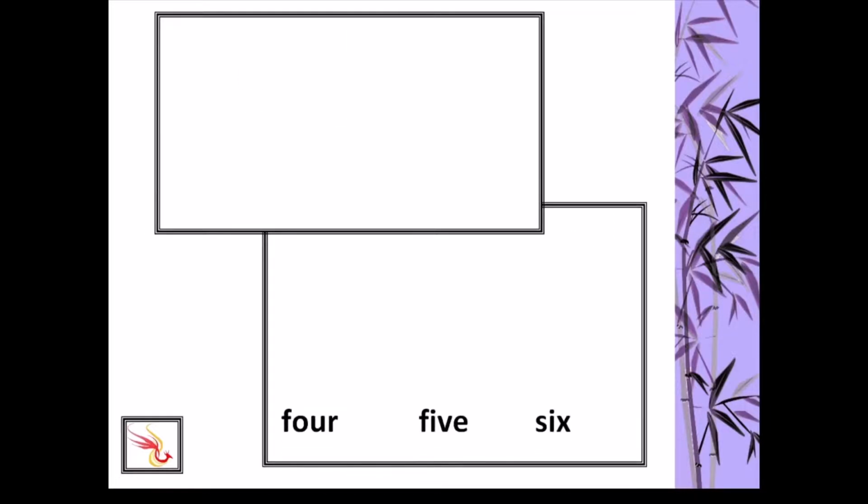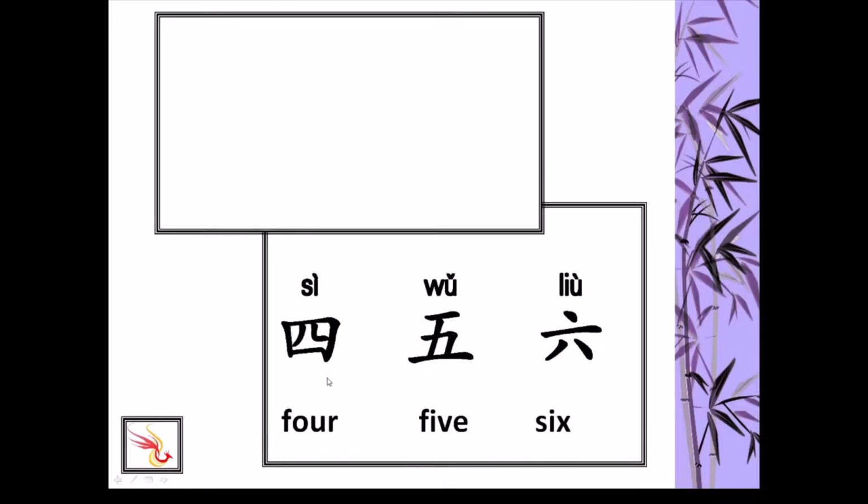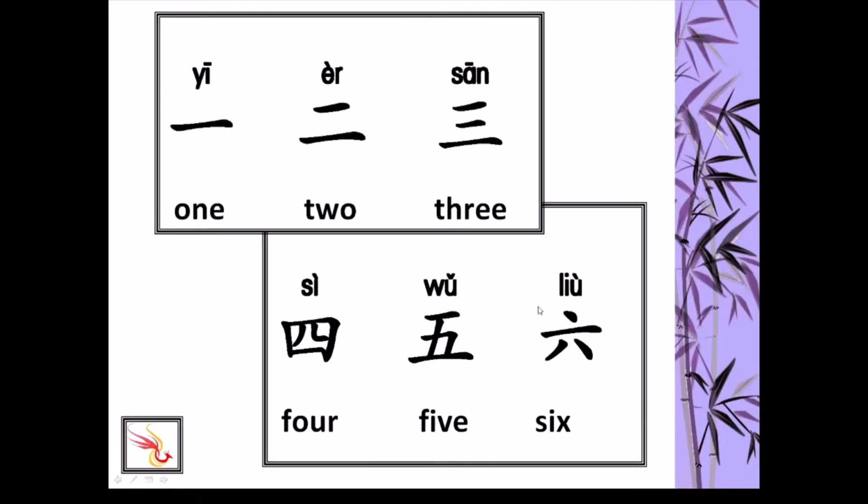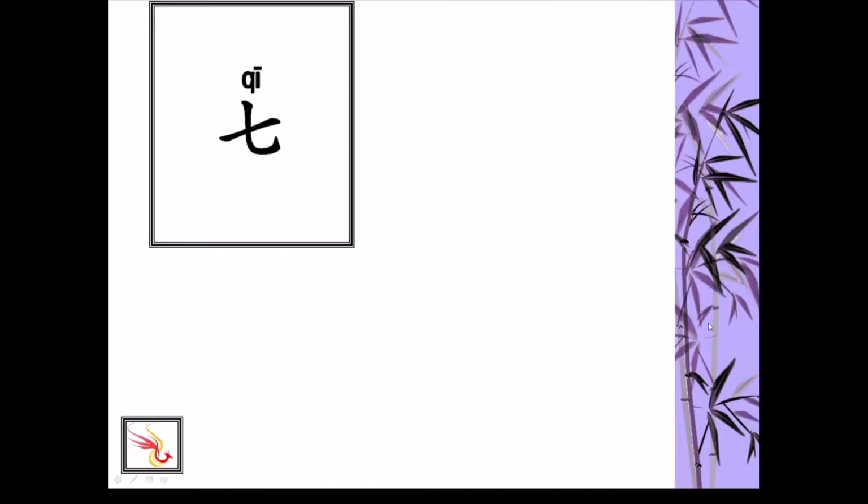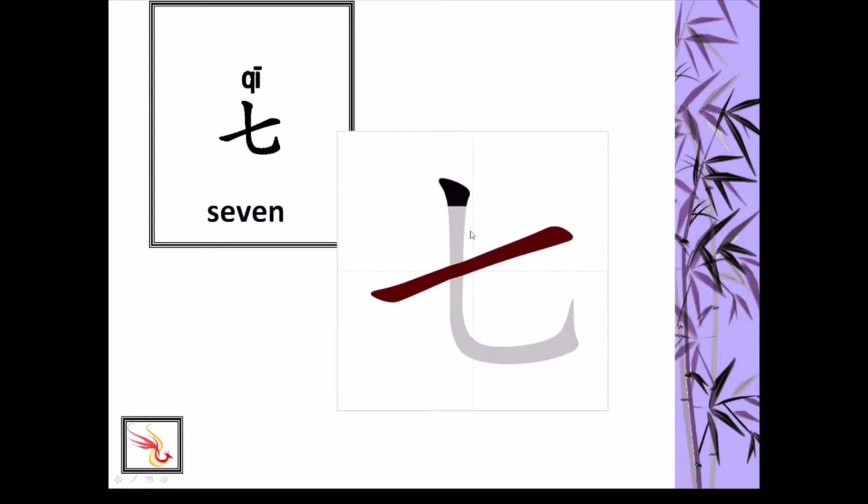So far we have 4, 5, 6. 1, 2, 3. 7. Q is CH sound. Qi. E always the same as E sound. Okay. Qi. 1, 2. 7 looks like T.